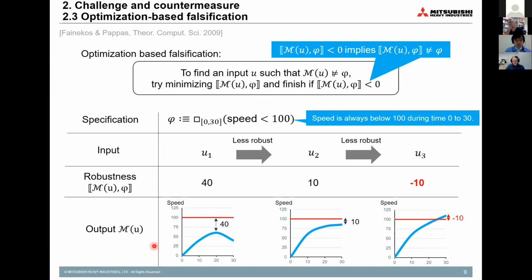Next, we introduce optimization-based falsification. In optimization-based falsification, robustness is introduced. Robustness is a quantitative satisfaction or violation of output MU against specification phi. Using robustness as an objective function, hill climbing style optimization algorithms such as simulated annealing can be used to iteratively search for an input whose robustness is negative. The negative robustness implies that the input violates the specification.